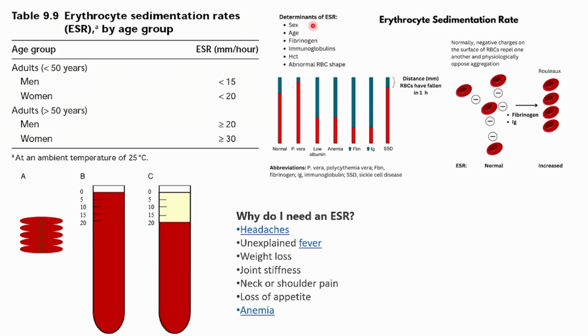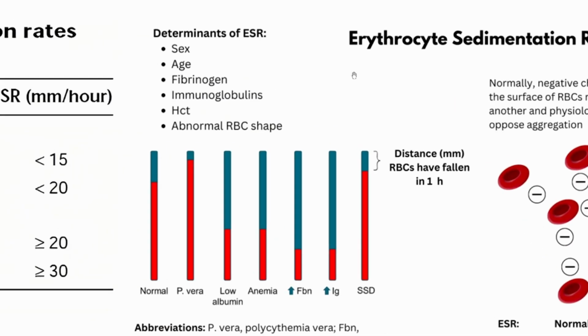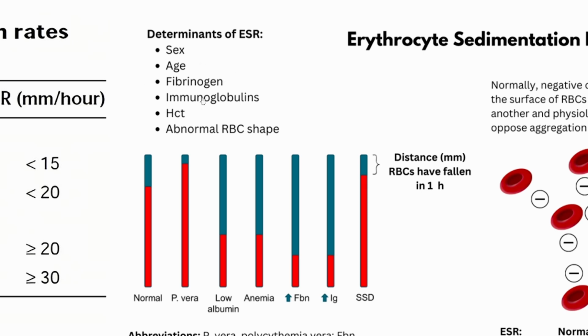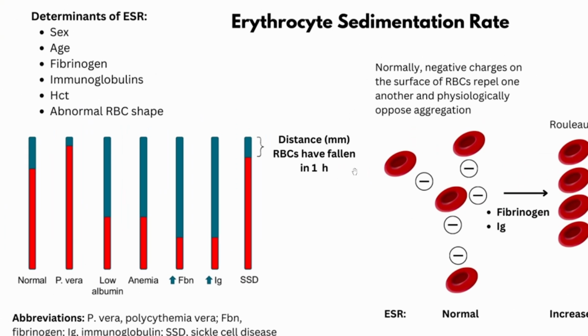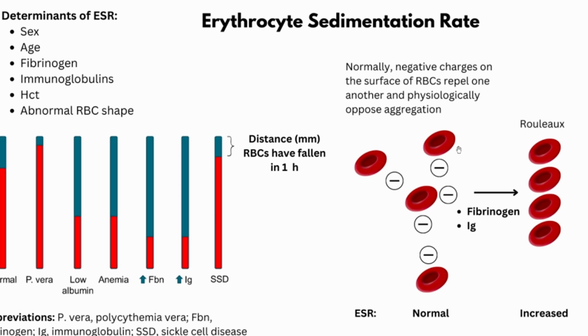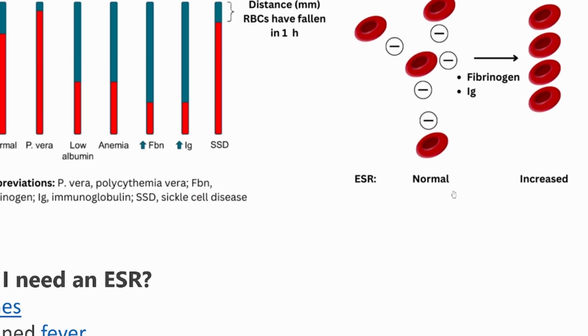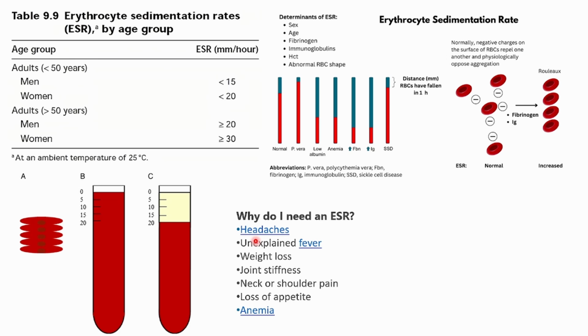values. Determination of the ESR. ESR is determined by certain factors like sex, age, fibrinogen, I told already, immunoglobulin, hematocrit, and abnormal shape of the RBC. If the shape of the RBC is not normal, then the rouleau formation will be hampered. So there won't be any proper rouleau formation. See, this is the rouleau formation. This is RBC. RBC has negative charge. They repel each other. If the charges are gone for any reason, maybe fibrinogen or immunoglobulin or less albumin, this will cause the formation of rouleau. Okay, so there will be increased rouleau formation, so there will be increased sedimentation.